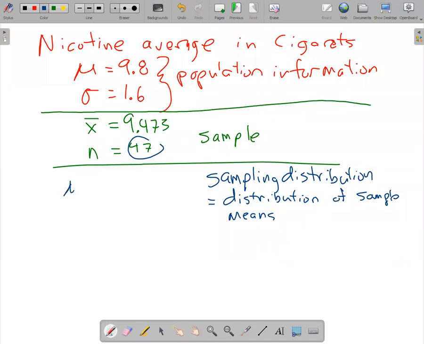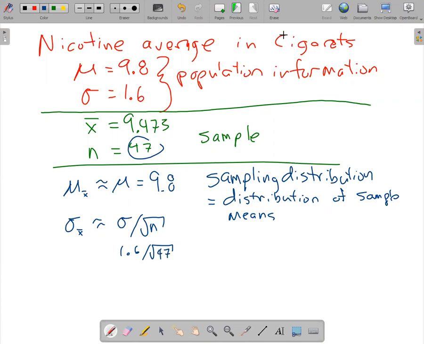So the mean of a sampling distribution, that would be mu with a subscript X bar, is always going to be approximately equal to the mean of the population. So in this case, that's going to be 9.8. The standard deviation of a sampling distribution of X bar is always going to be approximately equal to the population standard deviation divided by the square root of the sample size. And so in that case, we would have to take our 1.6 and divide by the square root of 47. So I need that value from my calculator.